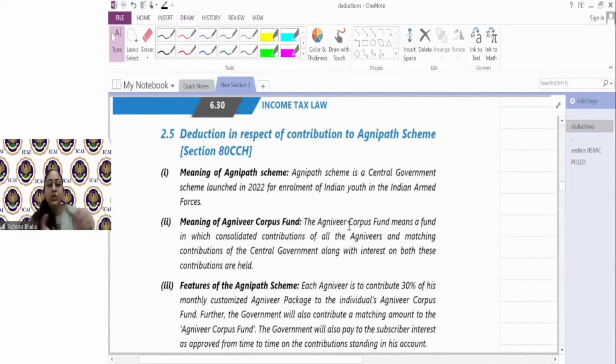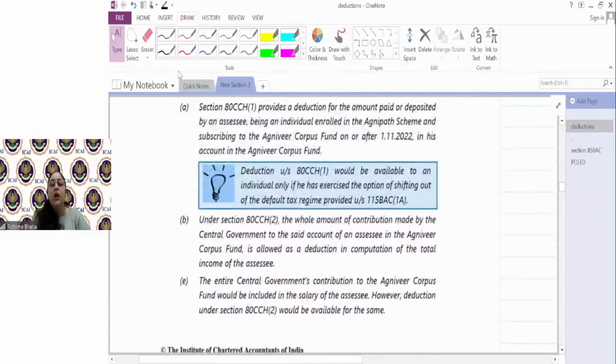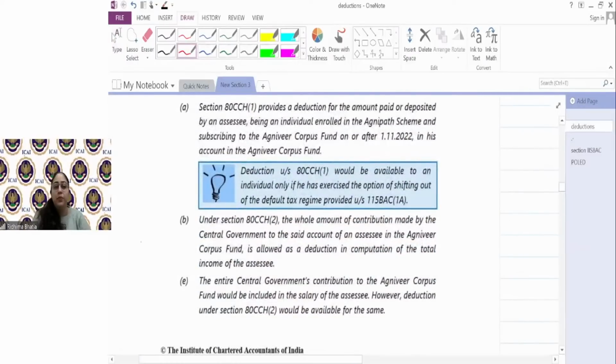Now, what about the deductions, ma'am? How are the deductions happening here? The deductions happen again in two subsections, 80CCH subsection 1 and 80CCH subsection 2. Who will get this deduction? Agniveers, those who have been recruited under the scheme. In subsection 1, whatever contribution I have made as an Agniveer goes under subsection 1. So from this 20,000 per month, the 6,000 which is getting deducted, this 6,000 into 12 would go as a deduction under 80CCH subsection 1.